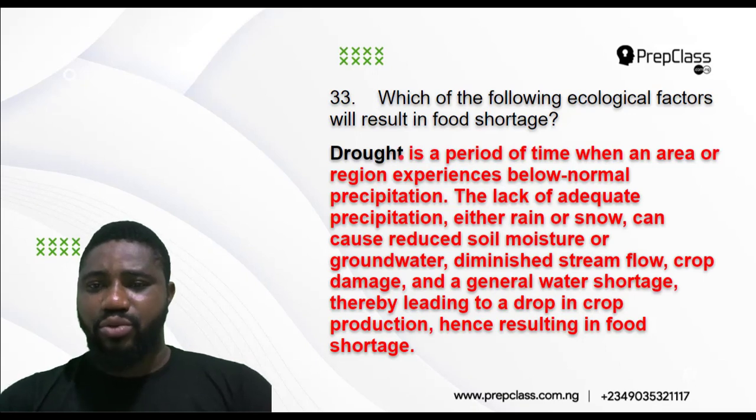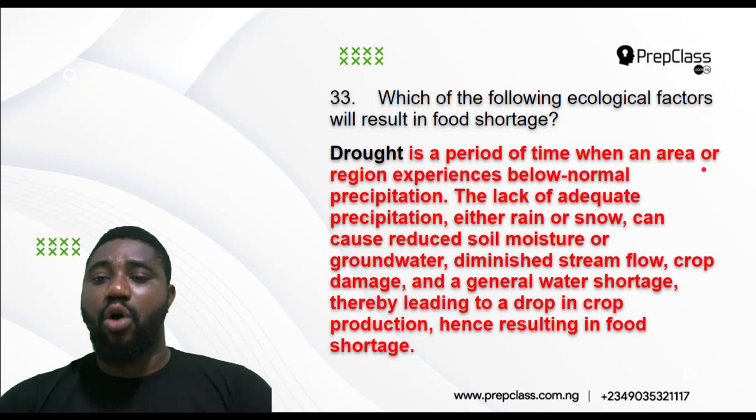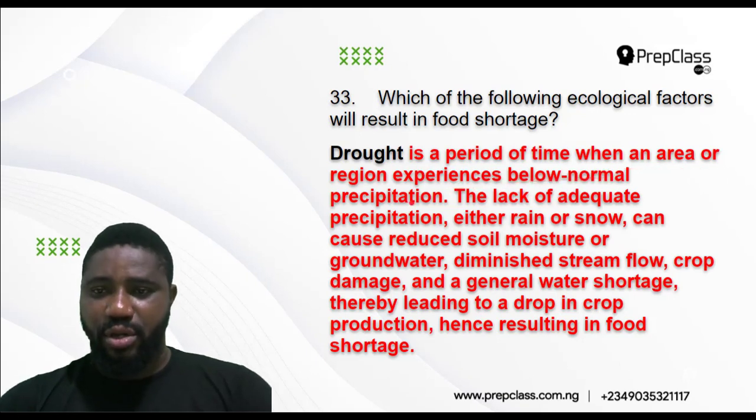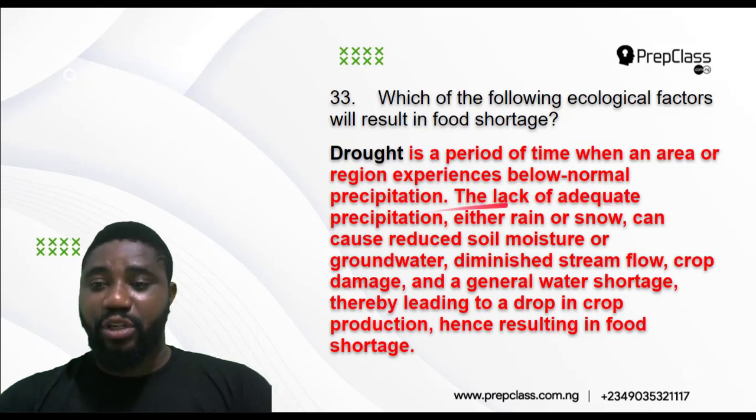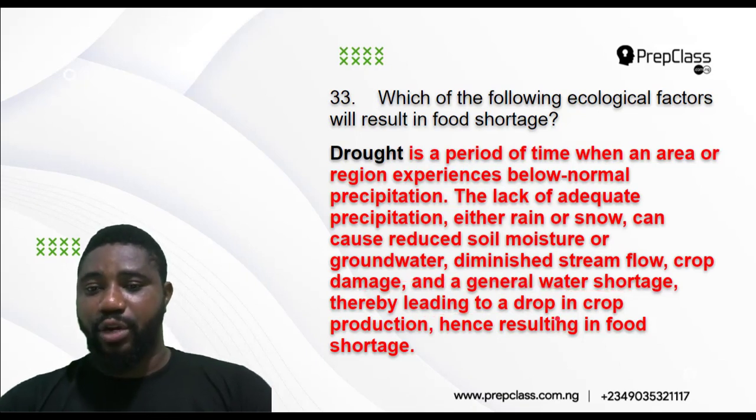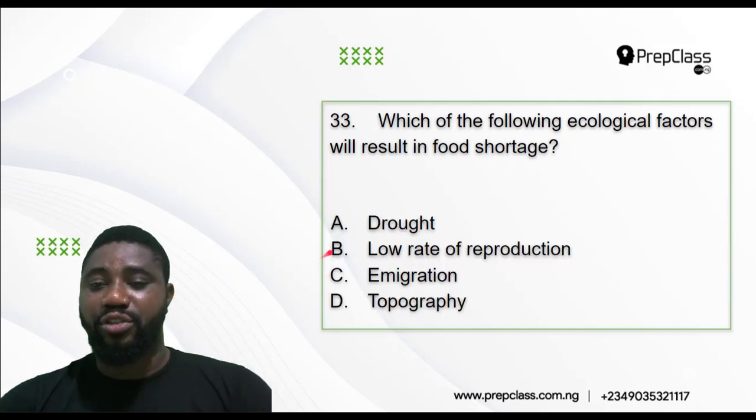Drought is a period of time when an area or region experiences below normal precipitation. The lack of adequate precipitation, either as rain or snow, can cause reduced soil moisture or groundwater, diminished stream flow, crop damage, and general water shortage, thereby leading to a drop in crop production, hence resulting in food shortage. So if you look at all of them, the one that can result in food shortage is drought.